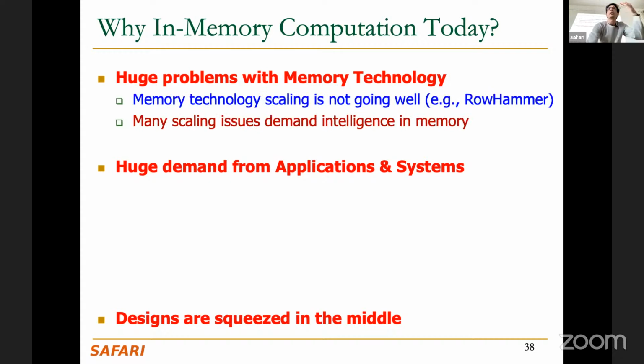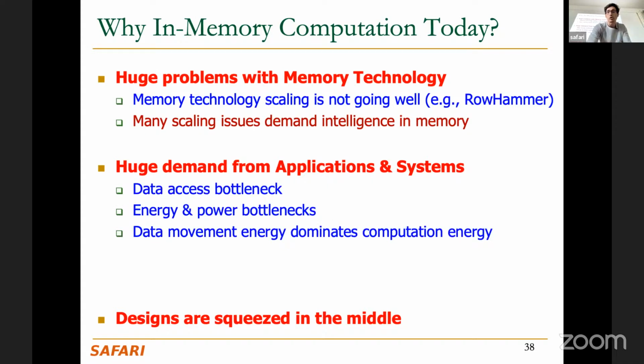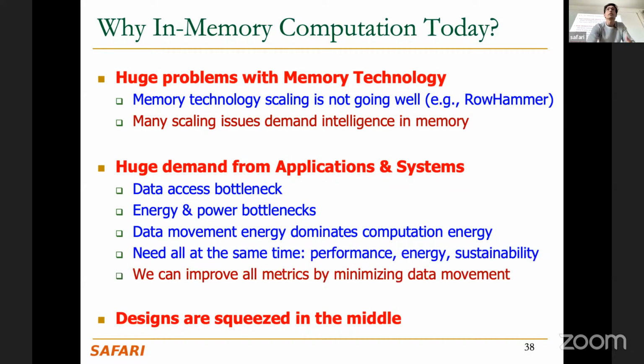So there are a lot of problems with memory technology and with memory scaling. And these problems are related to the access to data, which is the main topic of today's lecture, but also reliability issues, such as the RowHammer example that I mentioned earlier. But at the same time, there is also a huge demand from applications and systems. I gave you the example in the beginning of recent neural networks, and you have seen how the storage needs of these neural networks have increased exponentially in the last few years. And that's basically what keeps happening, right?